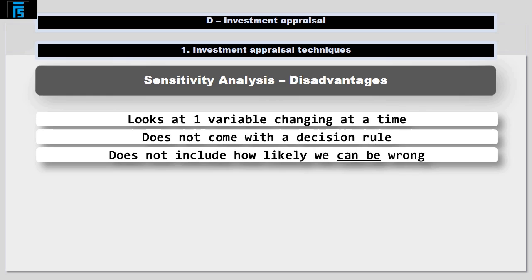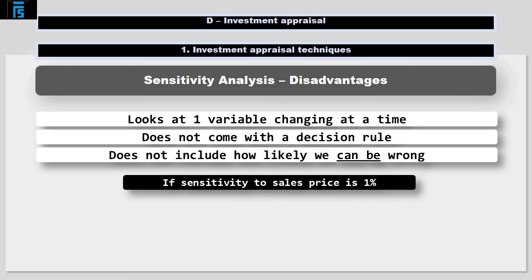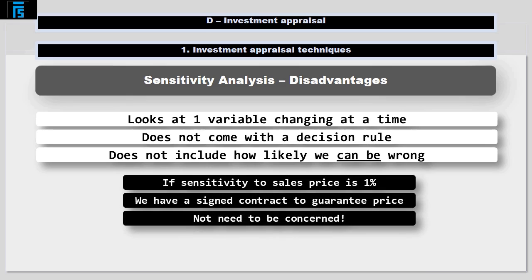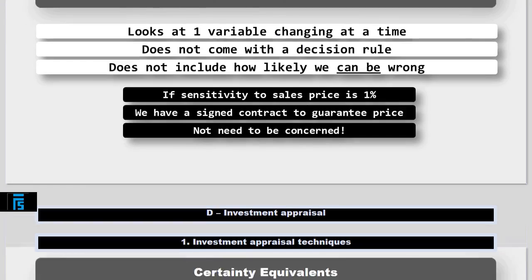Even though sensitivity analysis tells us how wrong we would need to be in order for the decision to change, nowhere in our analysis does it include how likely we are to be wrong. For example, on the face of it, a 1% sensitivity to price might be worrying to the decision maker. However, if they have a signed contract in place guaranteeing what the price will be should they go ahead, there is in fact no need to be concerned.